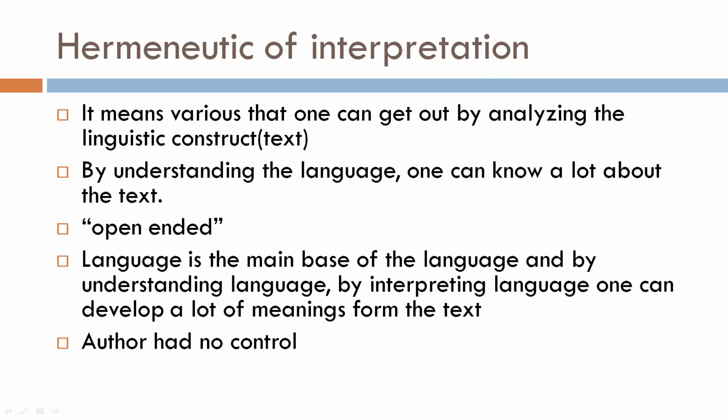So language is the main base of the text, and by understanding the language you can interpret the meaning of the text, which means the author has no control over the text that he has written. We can interpret in any way we want, because if we know the language, we don't need to wonder what the intention of the author is. Now the author has no control over his text.